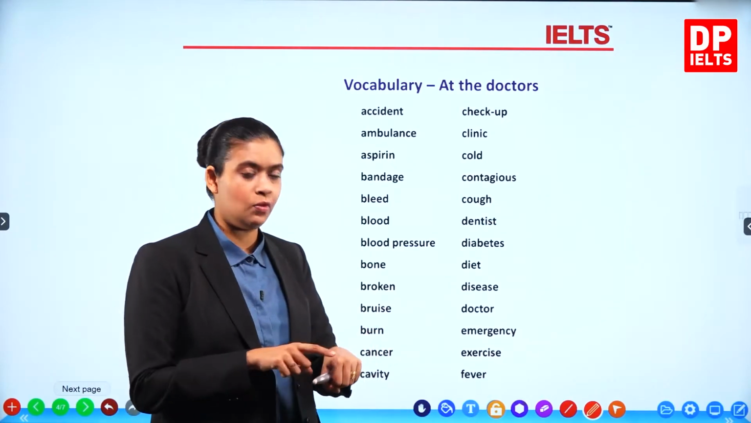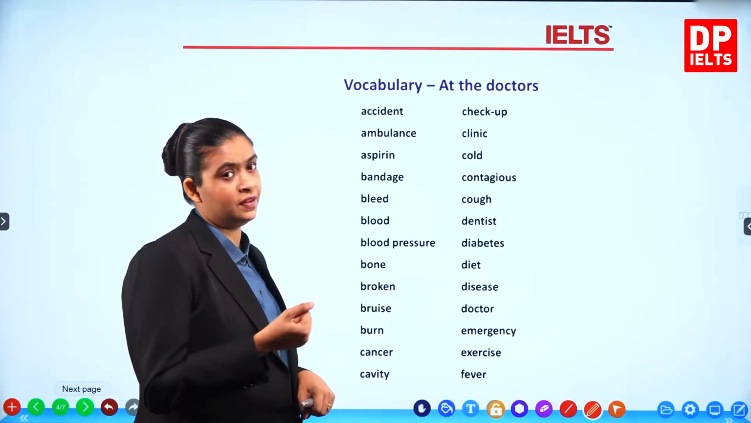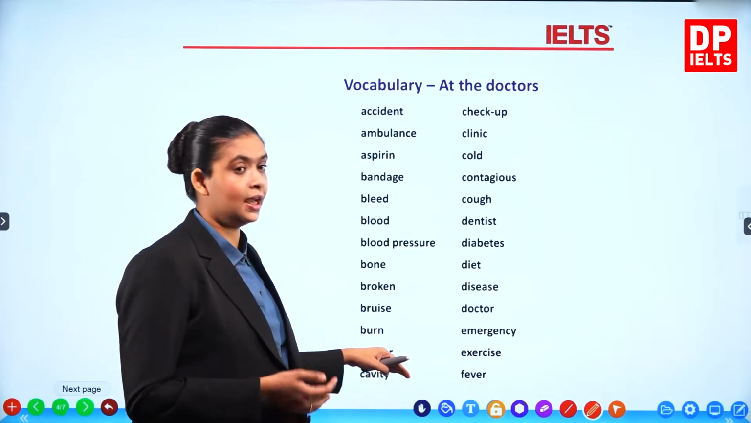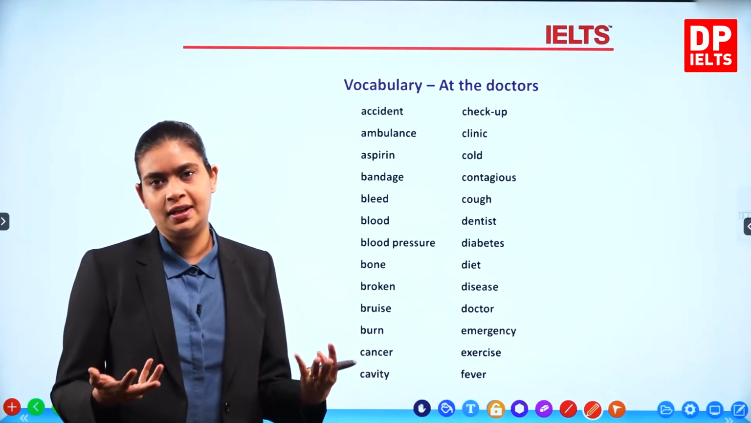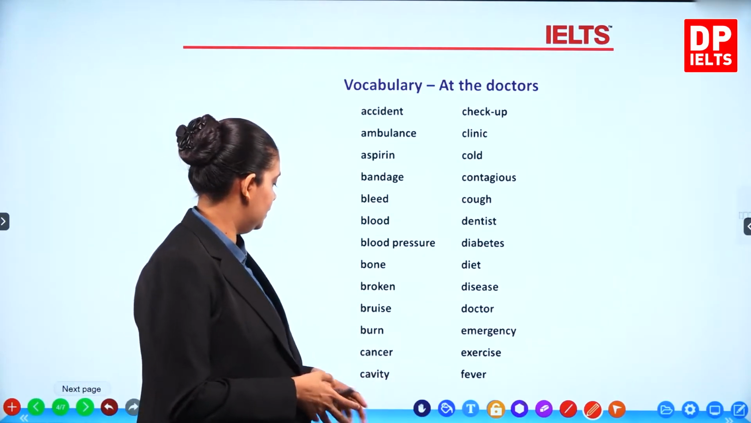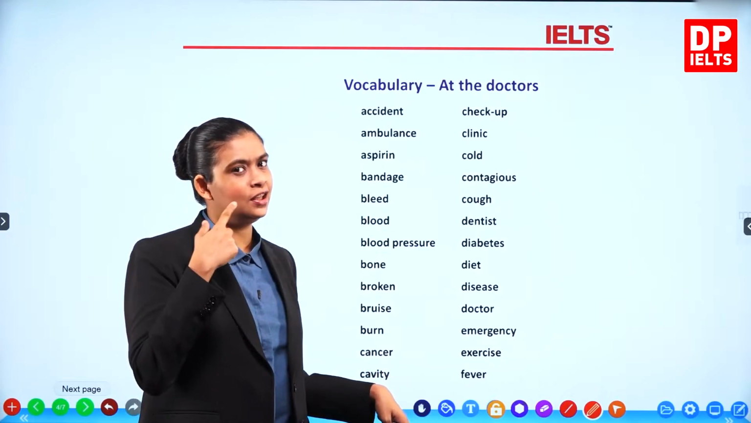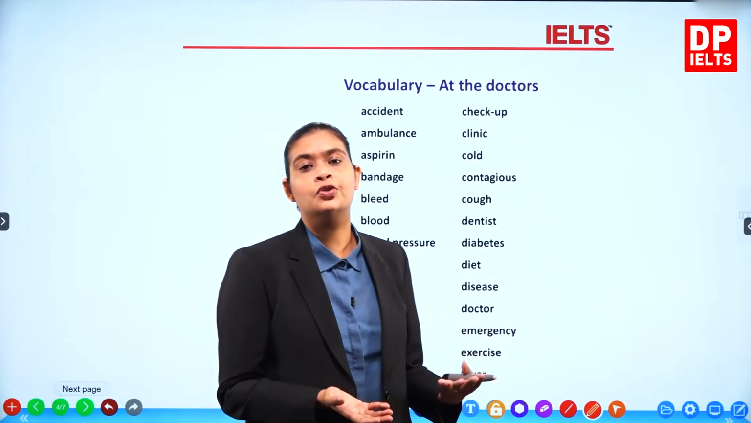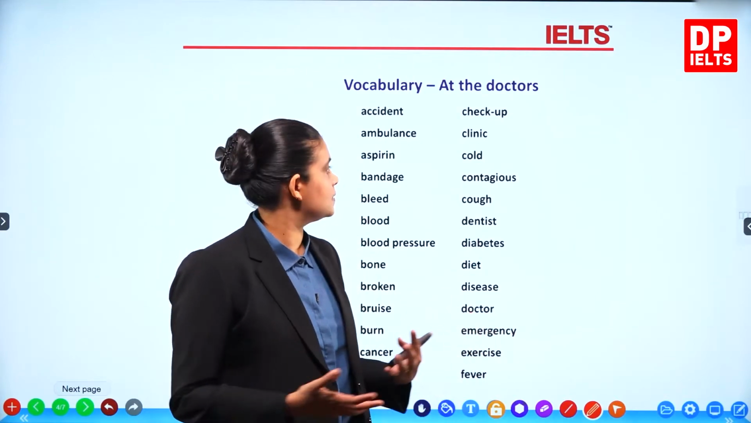Burn is when someone actually burns you, right? Or you could even burn your own self accidentally. Cancer is a type of sickness where you can't really cure it because we don't have any medicine. Cavity is when you have some kind of cavity like in your teeth, right? Checkup, usually when you go to the doctor for your regular checkups.